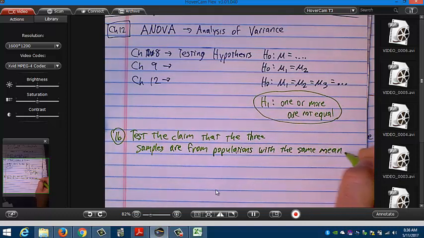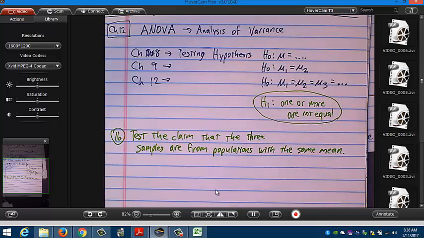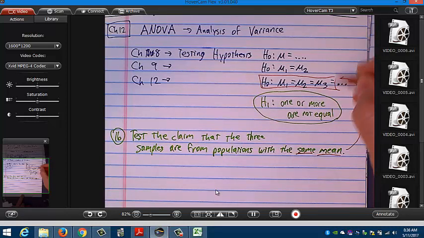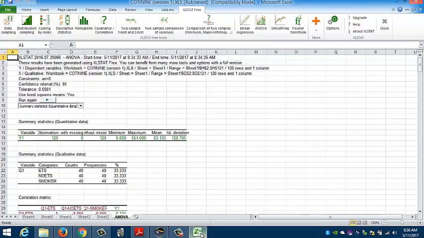So again, smokers, non-smokers, secondhand smokers, right? Is it true that they're going to have the same mean, or can we reject that claim? That's really what I'm asking, right? And so what I need to do when I run this report, I need to find the p-value, okay?